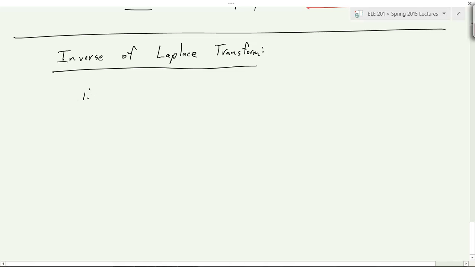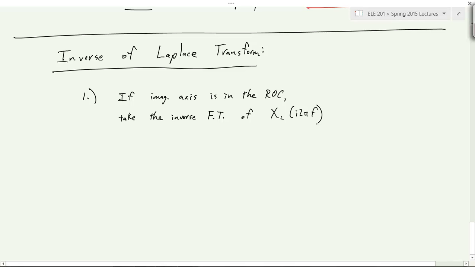But in general, what could you do? Well, if the imaginary axis is in the region of convergence, then you take the inverse Fourier transform, because then you have the Fourier transform right there within the Laplace transform. So you just take the Laplace transform evaluated at i2 pi f and take the inverse Fourier transform. Now, suppose that's not true. If that was true, we maybe wouldn't have even used the Laplace transform.